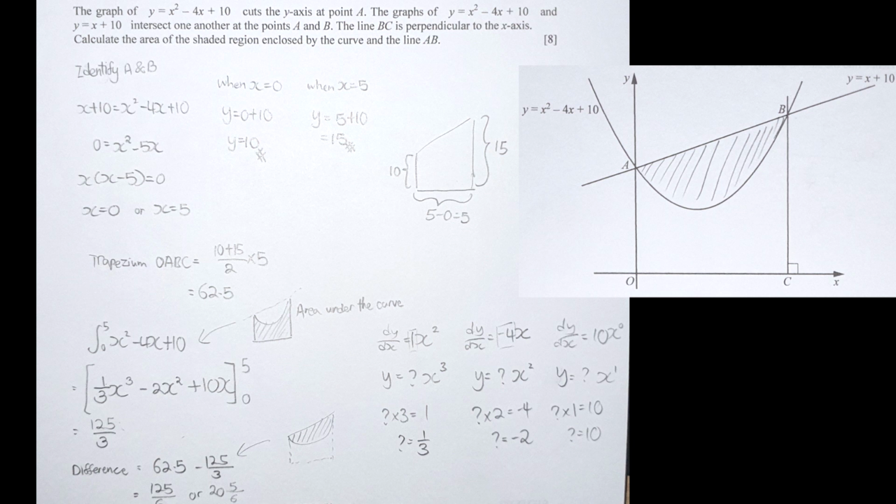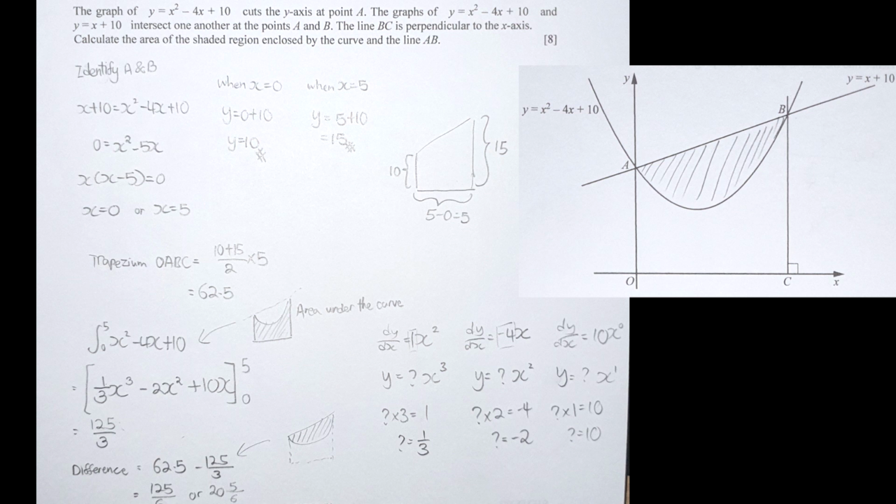So the trapezium of this OABC will be the top of 5 plus the bottom of 15, divided by 2, multiplied by the height of 5. So from this, you will get 62.5. Moving on, I will be calculating the area under the curve.